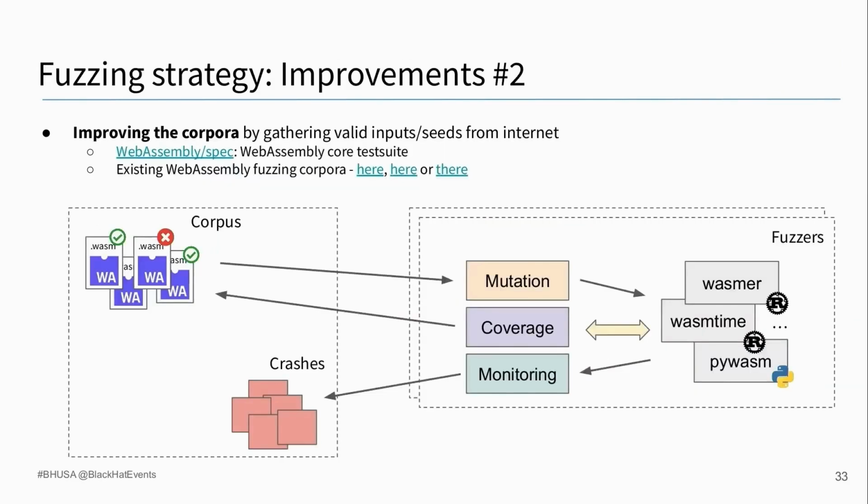The improvement I made at this point was to improve my corpora. I was reaching a point where the coverage was not evolving that much. So I took a look at the official WebAssembly test suite and also at some existing fuzzing corpora available on GitHub, and I added them to my corpus. The main goal is that maybe there is one specific binary that contains a dedicated WebAssembly feature that I was not aware of, and it's worth putting in place.